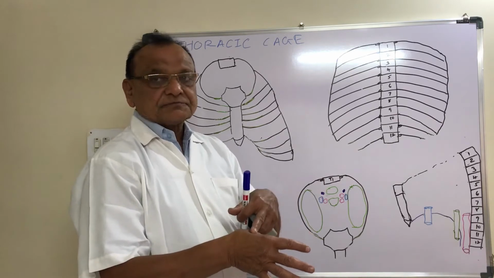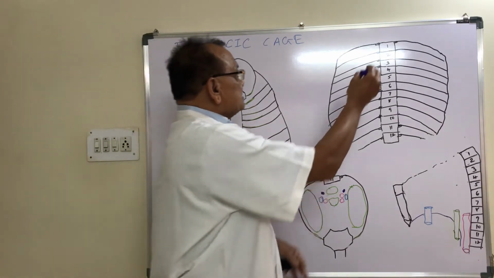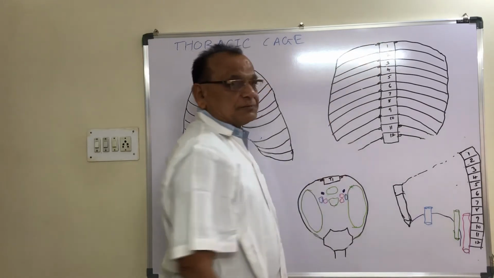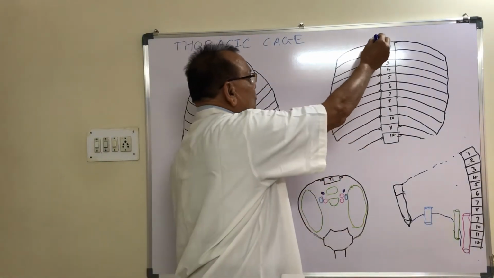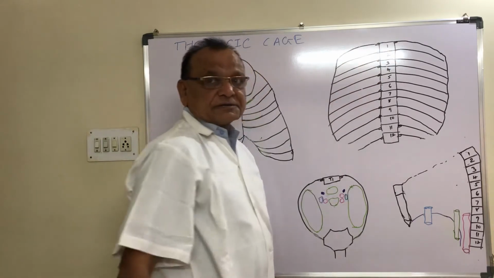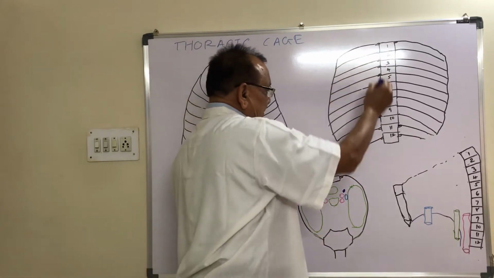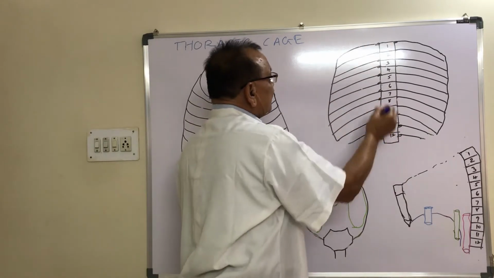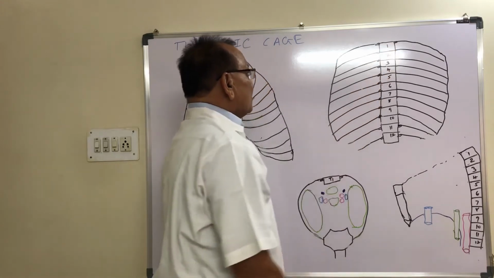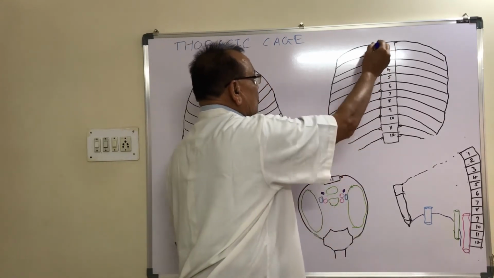Now in this diagram, this end of the rib here posteriorly is the posterior end, and this posterior end makes a joint with the body of the vertebra, called the costovertebral joint. So all the thoracic ribs, by their posterior ends, are articulated with the bodies of the vertebrae and form the costovertebral joint.